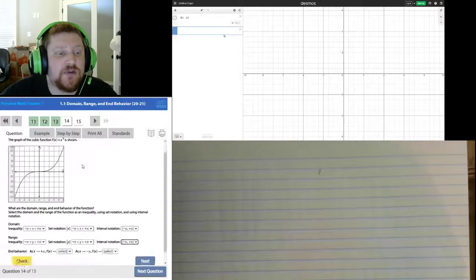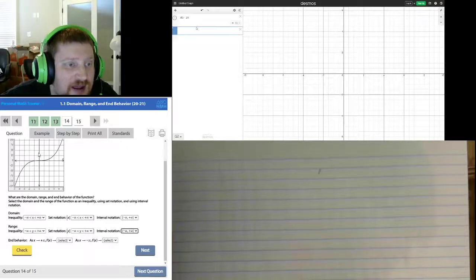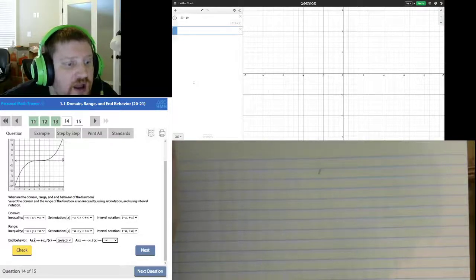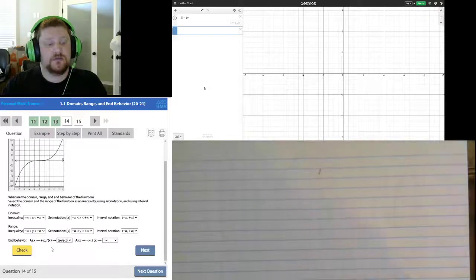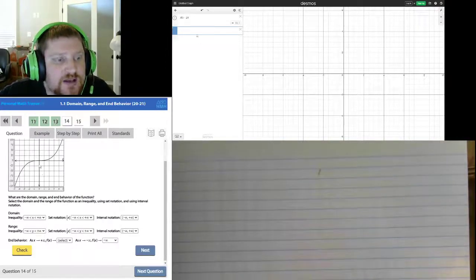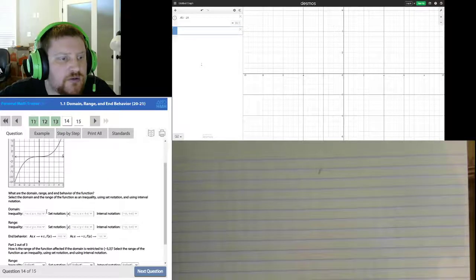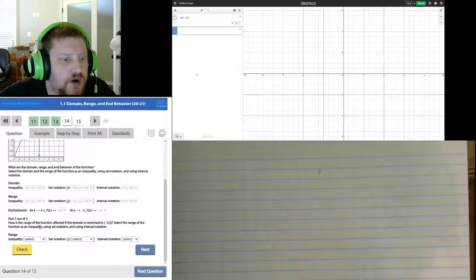Now let's look at the end behavior though. As x goes to negative infinity, f of x goes to negative infinity. So as x approaches negative infinity, f of x approaches negative infinity. As x approaches positive infinity, so as x goes to the right, f of x goes up to infinity. So part 1 done. Part 2.